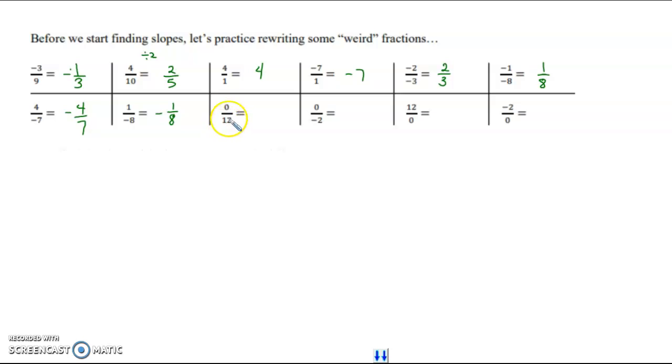0 over 12. I know if I take 12 times 0, I get 0, so that's my answer, 0. Anytime you have 0 as a numerator, the answer is going to be 0. When you have 0 as a denominator, that's different. This is going to be undefined. Again, 0 as your denominator, this is undefined.